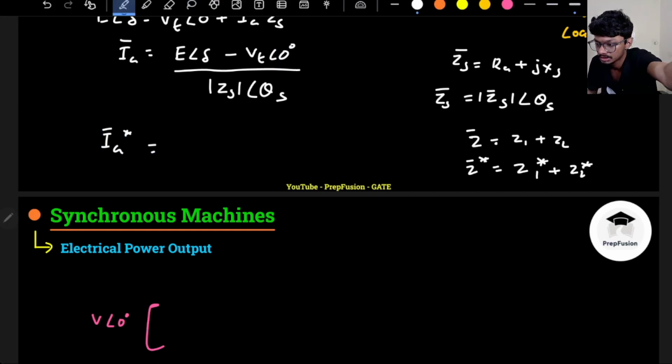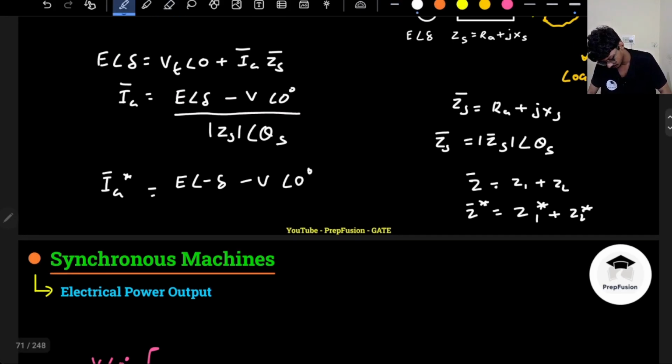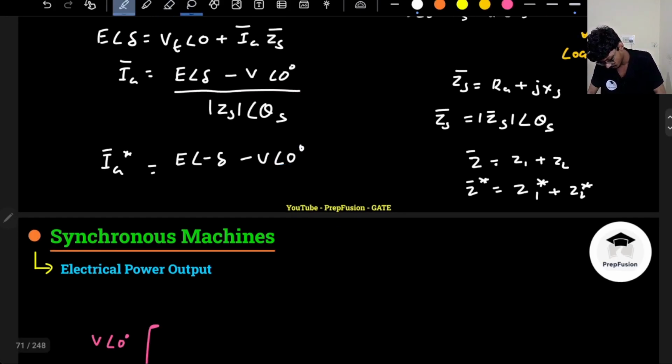So Ia conjugate will be E angle minus delta minus Vt, because I am conjugating. Whenever you conjugate, the angle becomes negative. The angle of minus 0 is 0 only, so it won't make any difference. This will be V angle 0. This is divided by the magnitude of Zs, which will not change.